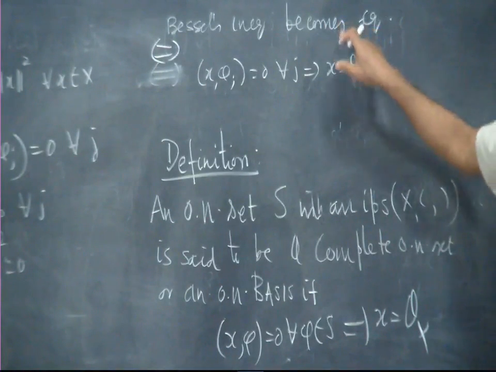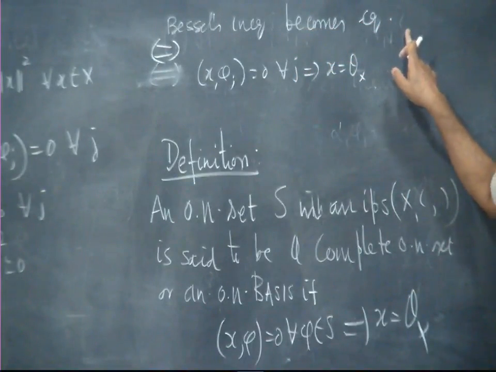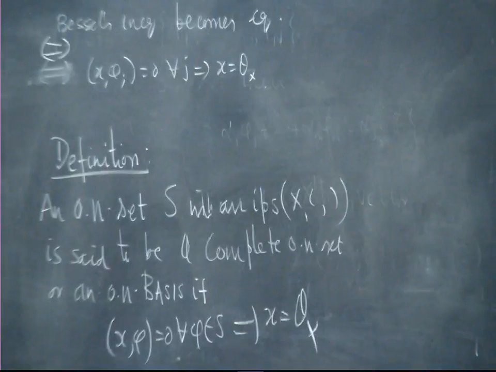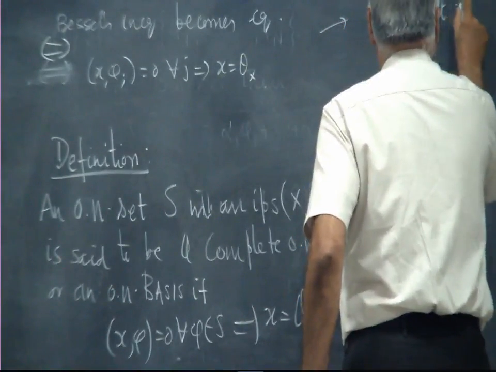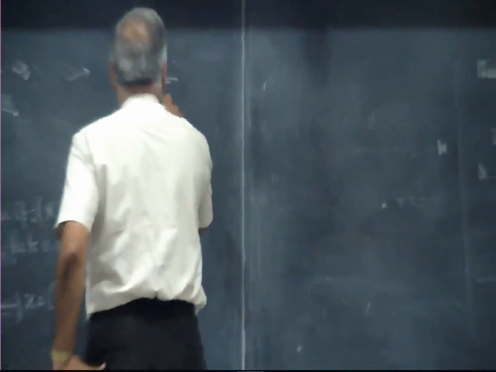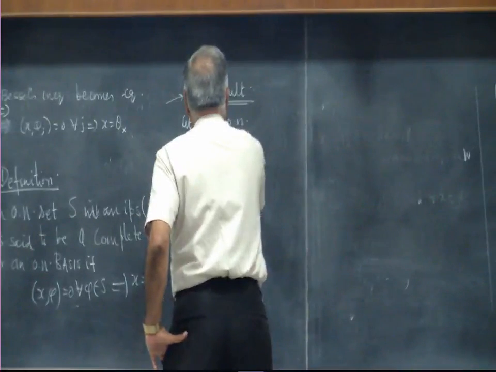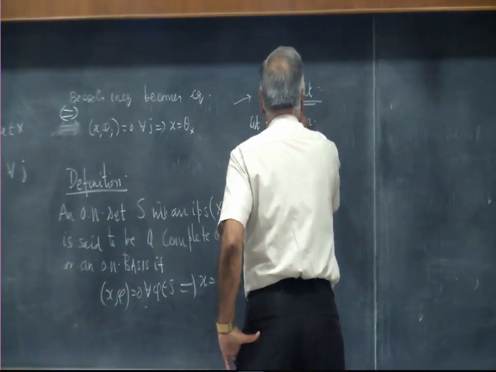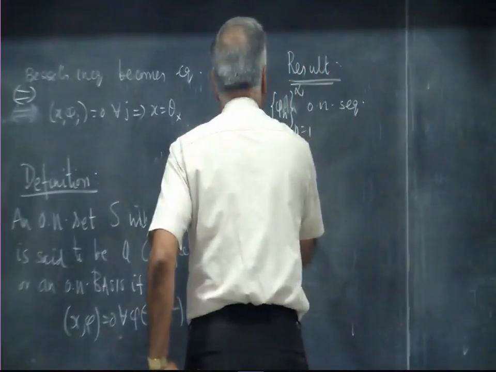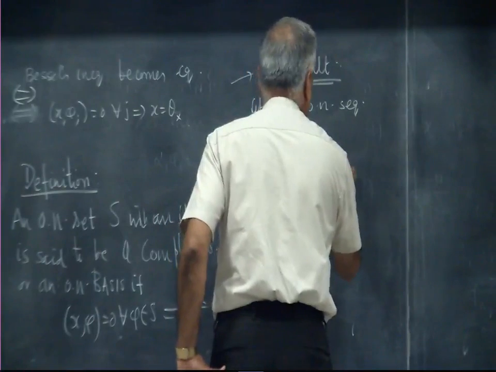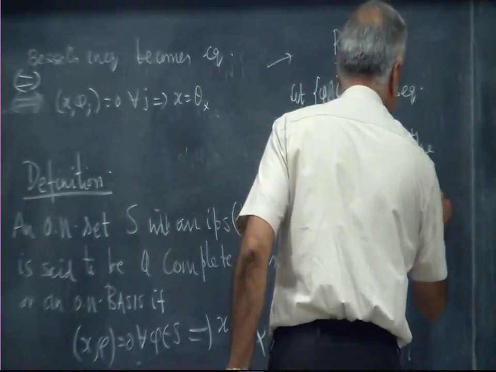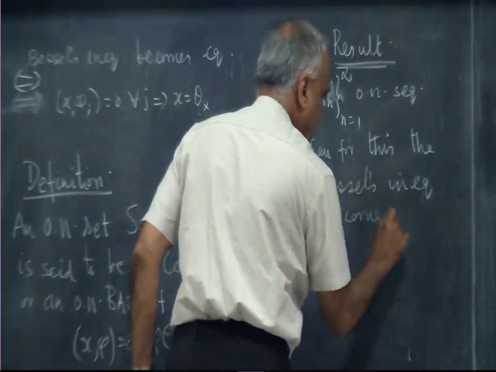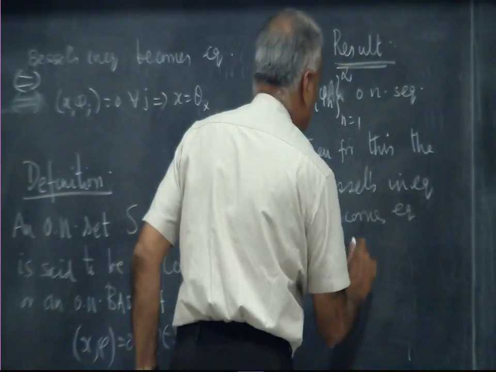So, how can we write this then? The Bessel's inequality becomes an equality if and only if this phi_1, phi_2, phi_n etc. is an orthonormal basis. So, therefore, we have this small result. This result can be written as an orthonormal set. So, let phi_n, n equal to 1 to infinity be an orthonormal sequence. Then for this, the Bessel's inequality becomes equality if and only if this is an orthonormal basis.